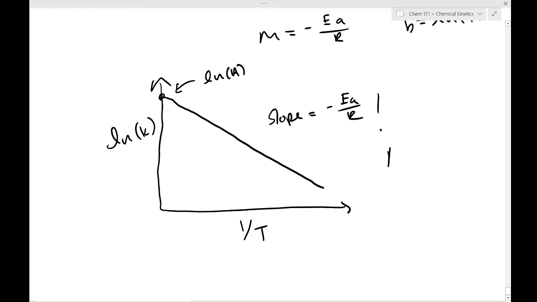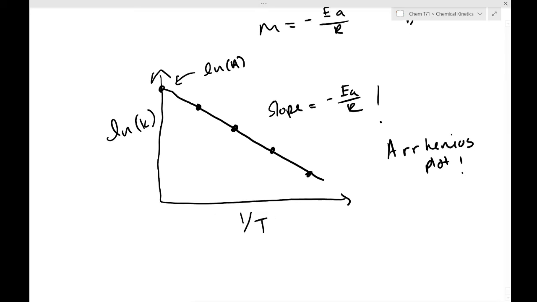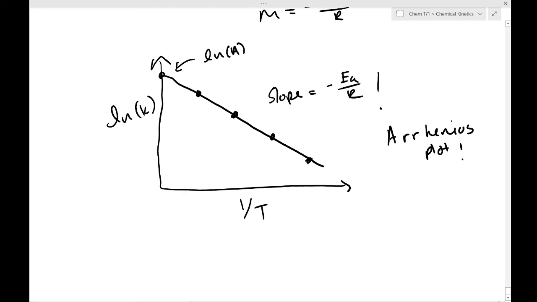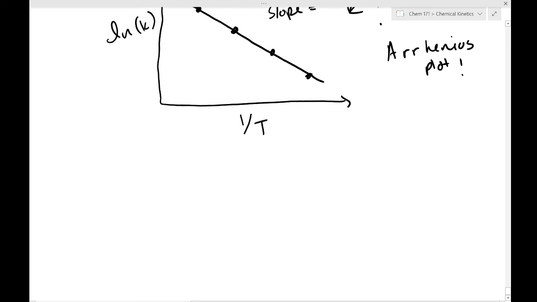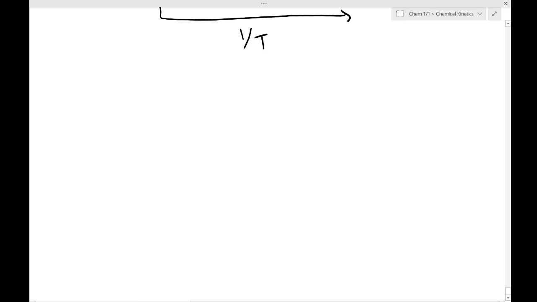This is called an Arrhenius plot. Basically, you take a bunch of different data points and fit the data to a straight line, and you can back out the slope, EA over R, and the intercept of that line, and find EA and A. Now there's another way to do this if you only have 2 points. If you have 2 points, you can also solve for EA and A. So this is the 2-point version.